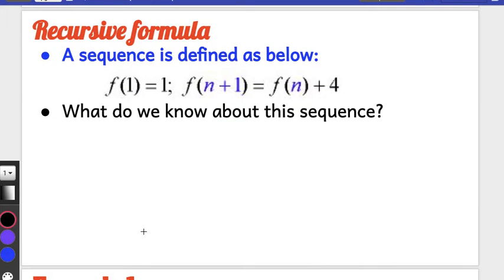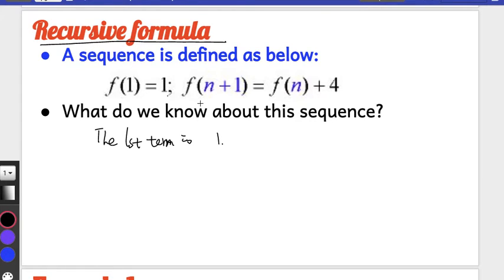This one is called a recursive formula. So what does that mean? A recursive formula is defined this way. The first time you see this, you're probably a little bit confused, but let's do a quick analysis to see what we know about this sequence based on the given information. First of all, when we say f1 equals 1, it means the first term is 1.